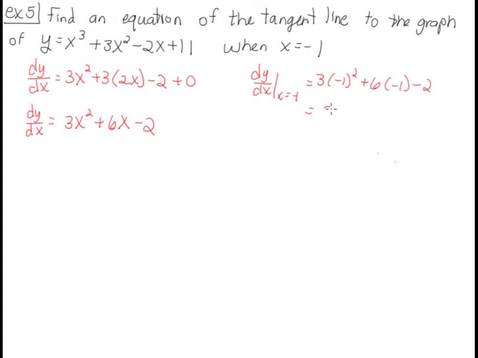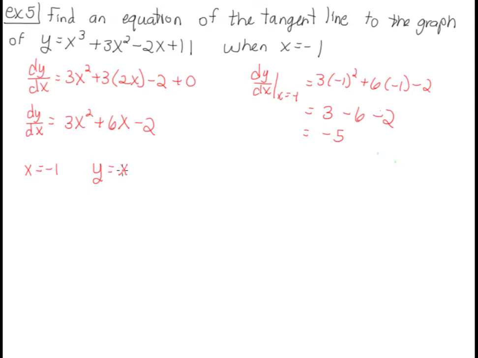After simplifying this down, we'd find out that the derivative of y with respect to x at x equals -1 is equal to -5. Now that is the slope of the tangent line, but the problem asked us to find the equation of the tangent line at x equals 1. So we have to use that slope and a point.